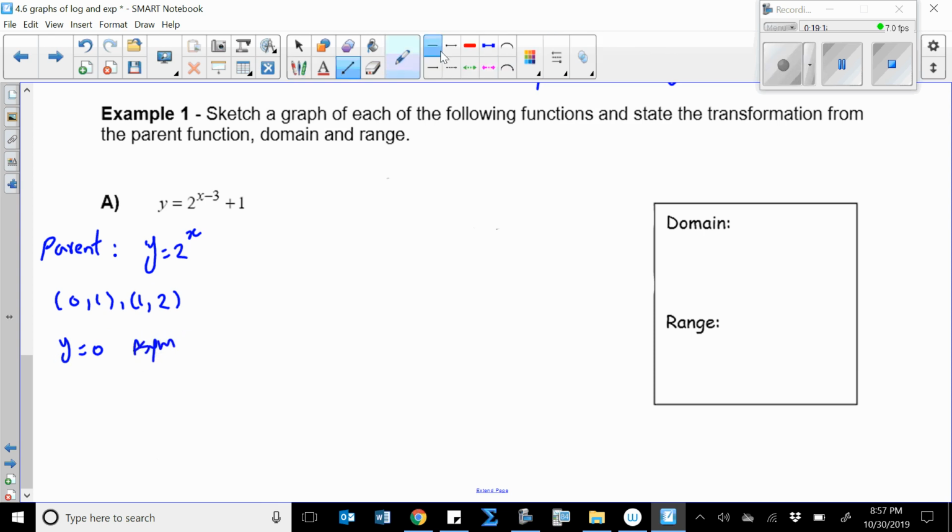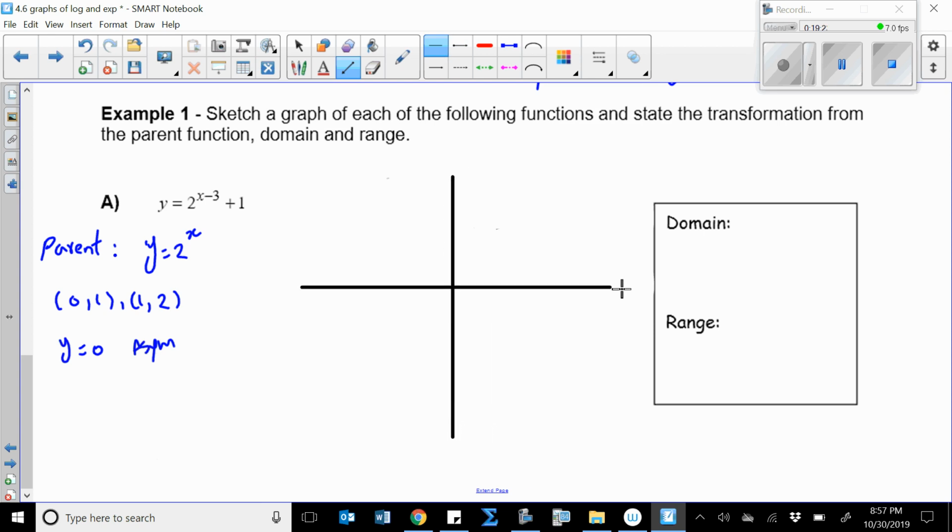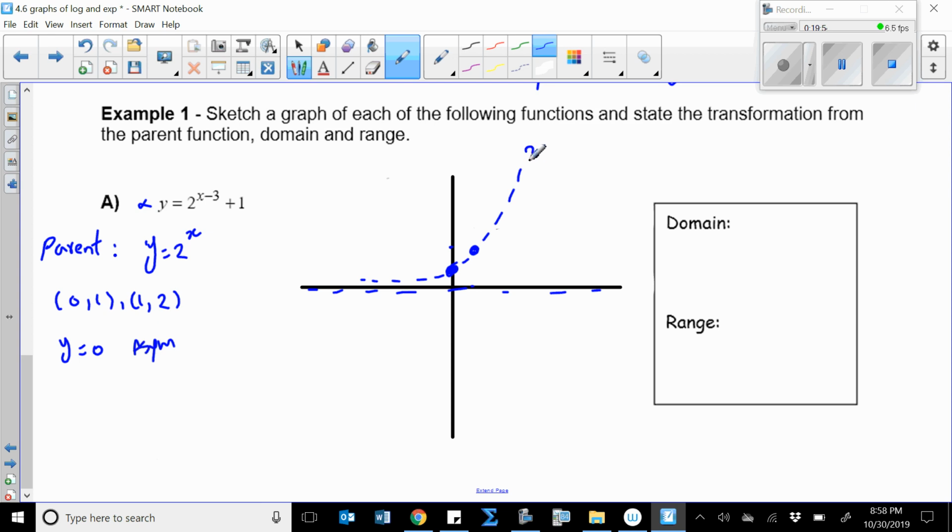So the first thing that I'm going to do here is graph the parent function using this information, and then we'll talk about the transformation and graph this given function. So 0 and 1 is 1 point, 1 and 2 will be here, my other point. And also we know that we have an asymptote here. So the graph of the parent function will be like this. I draw it with a dotted line to say that this is my parent function, not the one that I'm supposed to graph here.